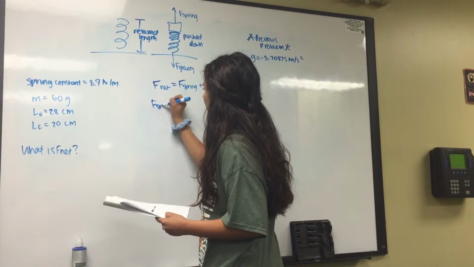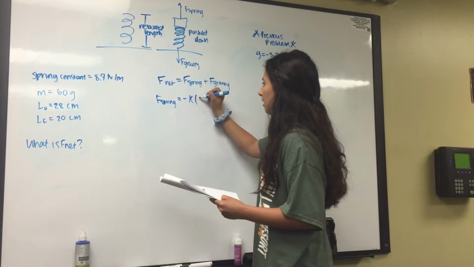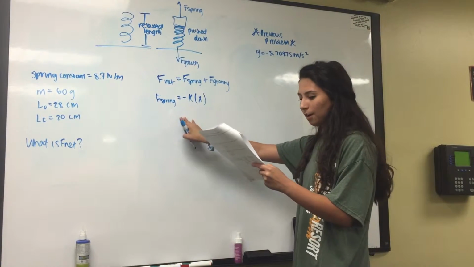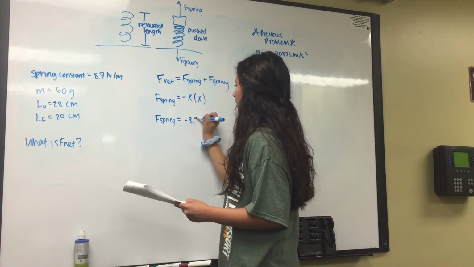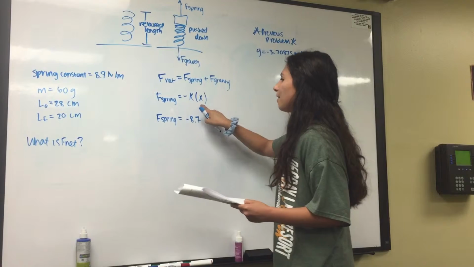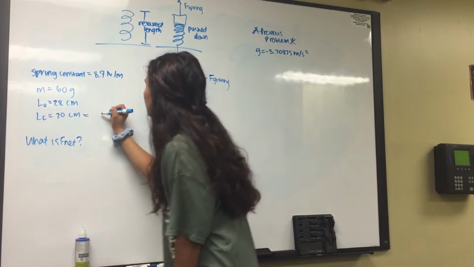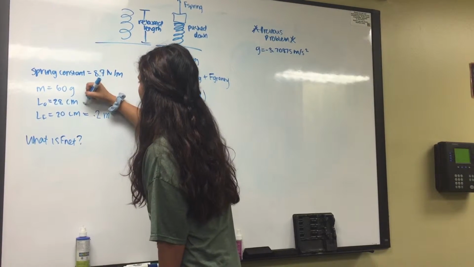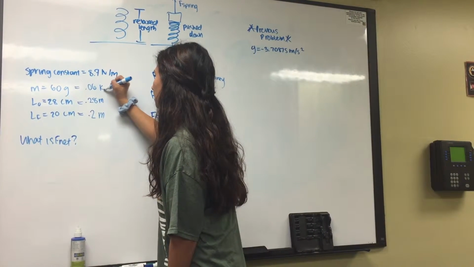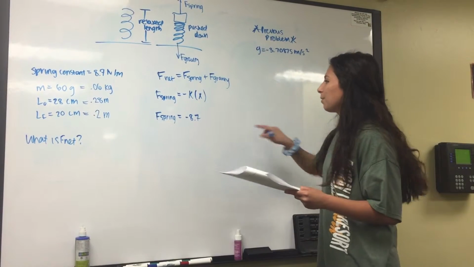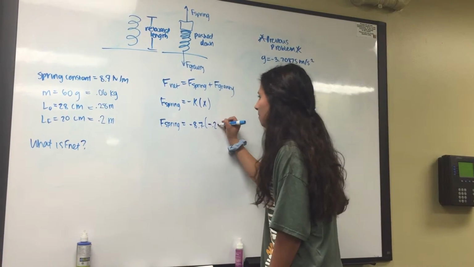The force of the spring is equal to the negative spring constant times the stretch. So this would be negative 8.7, that's what's given to you, and then x would be L final minus L initial. But before you plug this in, you're going to want to convert this to meters, and you're going to want to convert this to kilograms. So when you plug this in, you do the L final minus L initial.